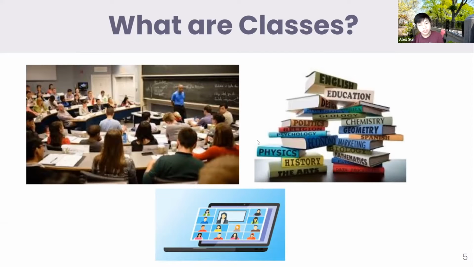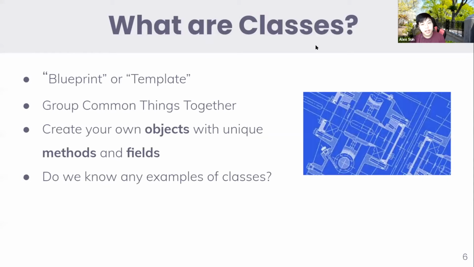But in programming, obviously, we're talking about something a little bit different. So what is a class in programming? It's like a blueprint or a template. What does that mean? It means we can make a bunch of similar things that share a lot of the same features. In Java terms, you create your own objects with unique methods and fields. We only know what methods are, so functions. So we know these classes can have their own functions, and we'll learn what the other two mean in a second.